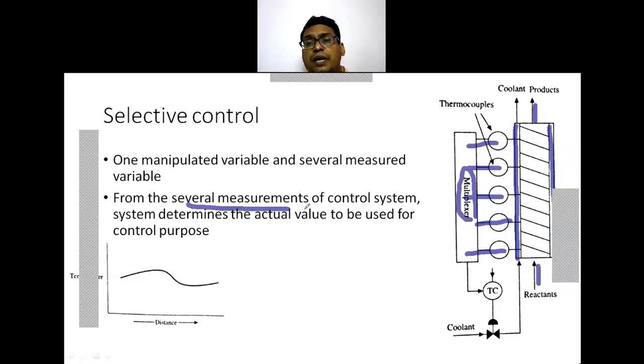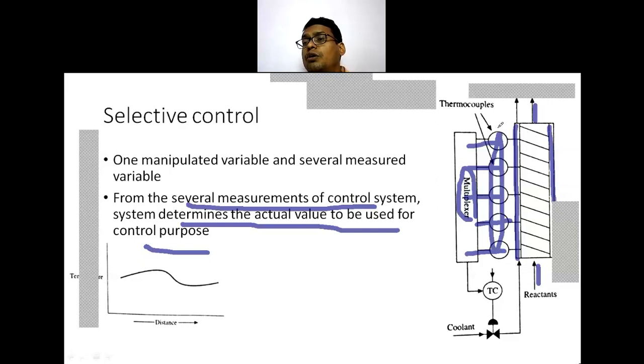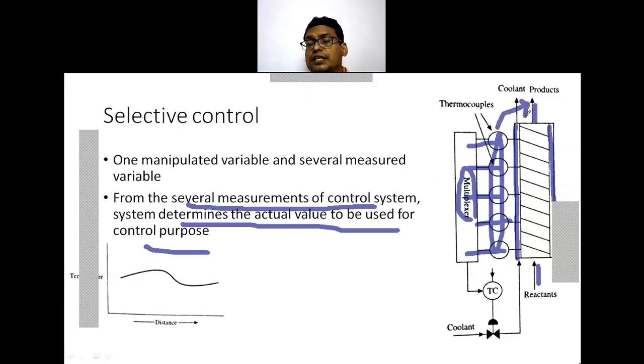From these several measurements, the system determines the actual value to be used for control purposes. So all these different temperatures are used to control the outlet temperature, that is, the outlet product temperature. So this is the selective control action, or selective control system.